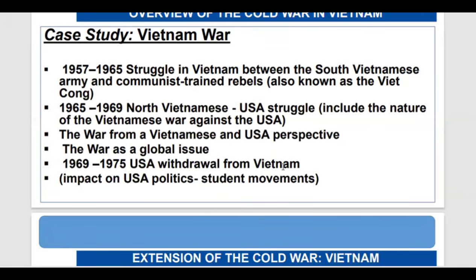Then the war from a Vietnamese and the US perspective. How did the Vietnamese perceive the war? And how did the US perceive the war? We have different perceptions there between those two groups. Then the war as a global issue. How did it affect international affairs?